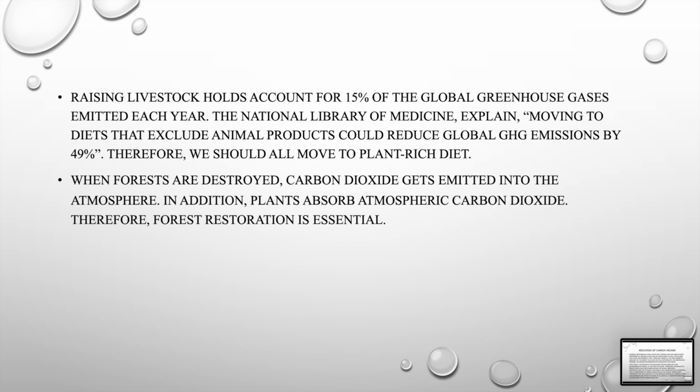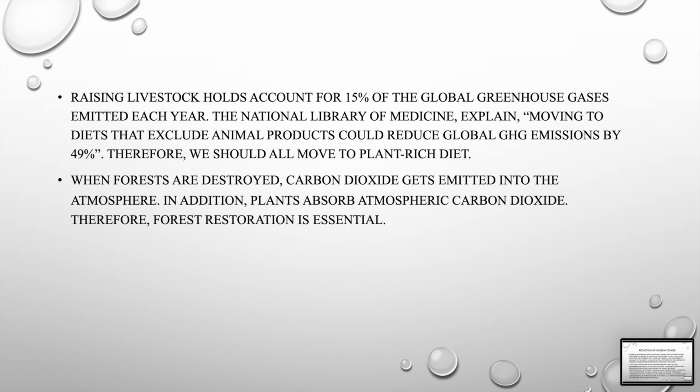The third recommendation for reducing the emission of greenhouse gases into the atmosphere is a plant-rich diet. I know this might be surprising, but raising livestock accounts for 15% of the global greenhouse gases emitted each year. The National Library of Medicine explains, moving to diets that exclude animal products could reduce global GHG emissions by 49%. Therefore, I think we should all move to plant-rich diets. The next recommendation is very, very important.